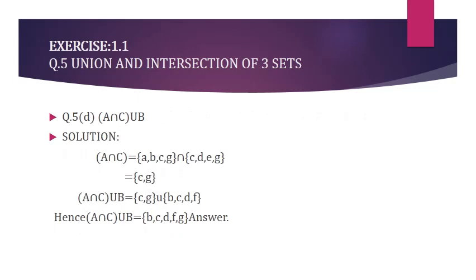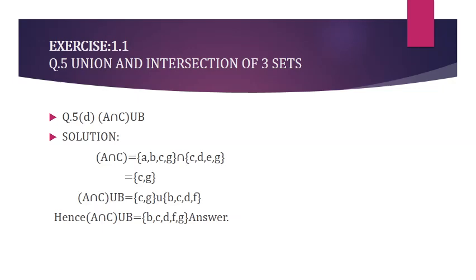Now students, question number 5D. In question number 5D, A intersection C is in the bracket and union B is outside the bracket. After the solution, we have to first find A intersection C, which is in the bracket. In the first step, I have written A, B, C, G in the first bracket and C, D, E, G, that is the elements of C, in the second bracket, and in between the two, the symbol of intersection. In intersection, we just write the common elements of the two sets. Now the common elements of A and C are C, G.